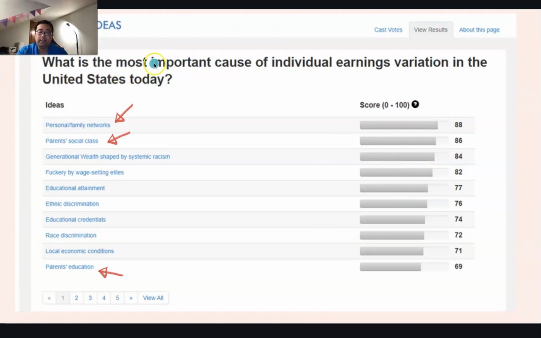There was a very recent survey about the most important causes of individual earnings and variation in the United States today. As we learned last week, this is about the fundamental causes of income inequality, and the highest answer rates were concentrated on family issues, such as family network, parental social class, and parental education. In social sciences, family is still a very big part of inequality and of many intergenerational transfers.